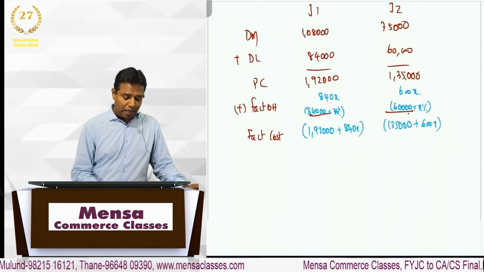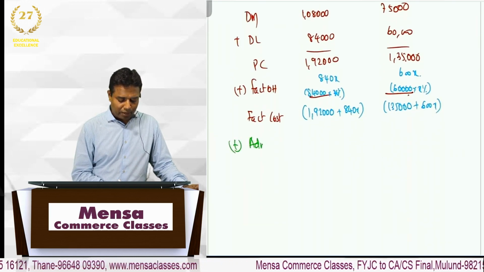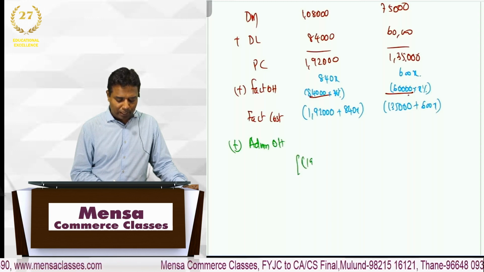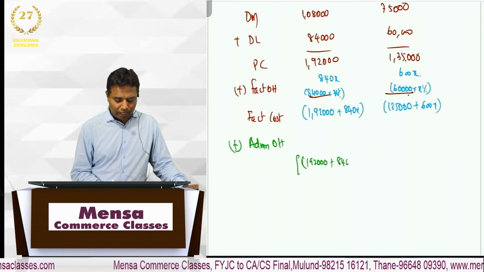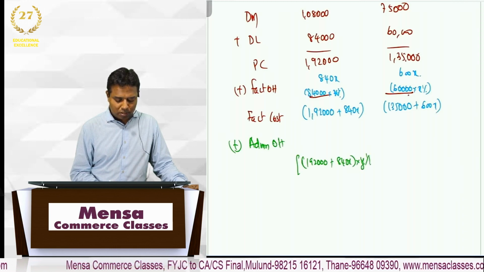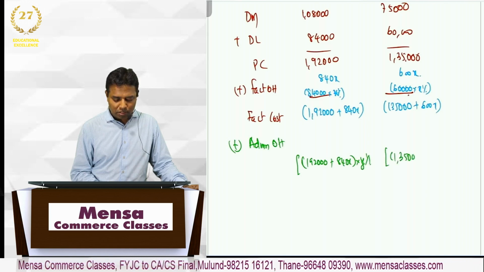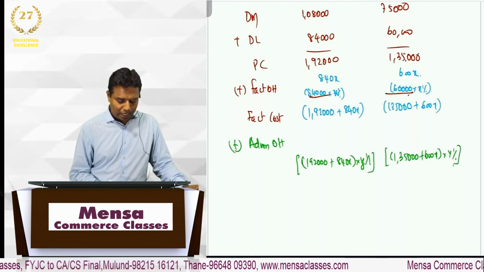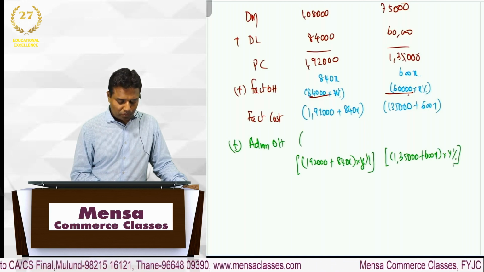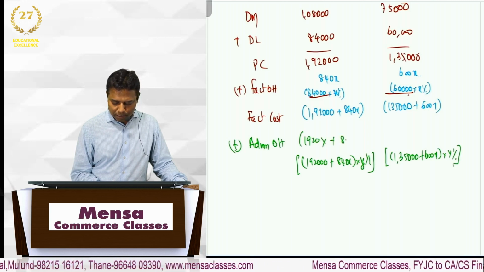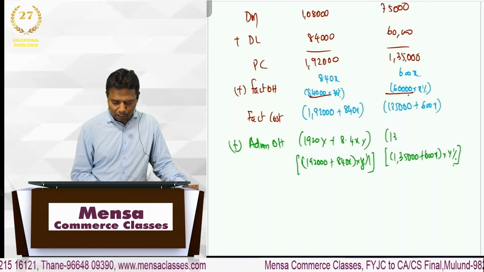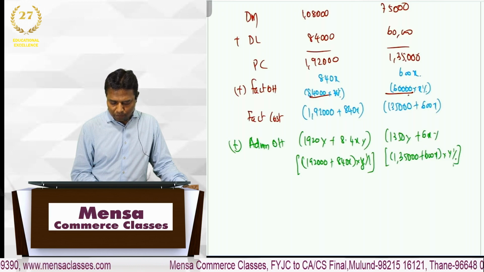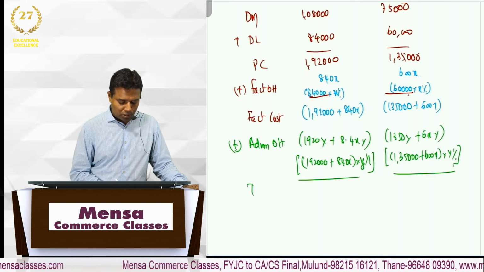Now what will I do? I'll add the admin overheads. How do I get the admin overheads? It is Y% of factory cost. So 1,92,000 plus 840X into Y%, and here it will be 1,35,000 plus 600X into Y%. You multiply this, and it will come to 1920Y plus 8.4XY, and here it will be 1350Y plus 6XY, right?